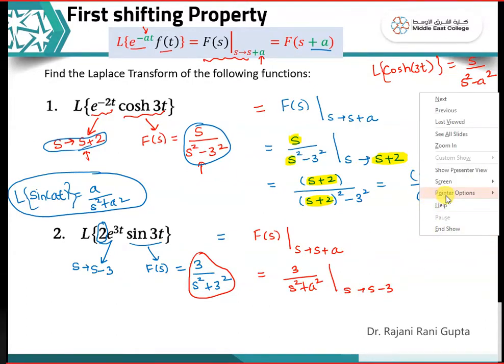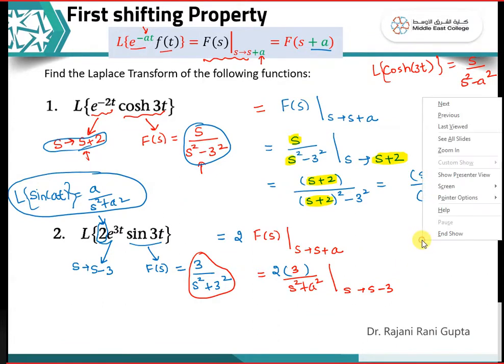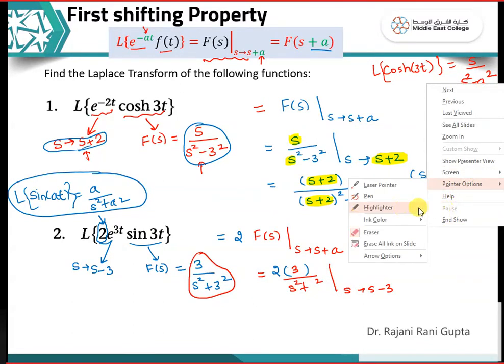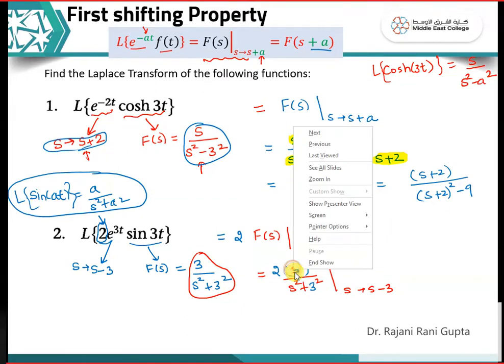To avoid that we forget this 2, as there is a chance that we may miss it, I will write this 2 here so that we don't miss it. Now what next do we have to do? Wait a minute, I made a mistake here. You have to replace a. What is a? a is 3. So it is 3 square. And here it is 3.